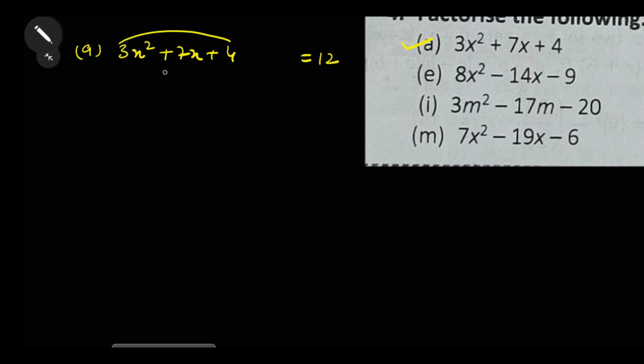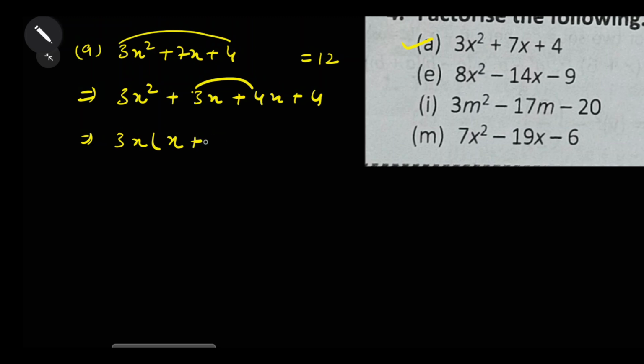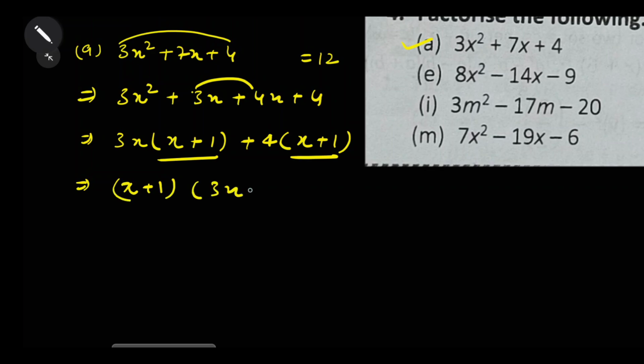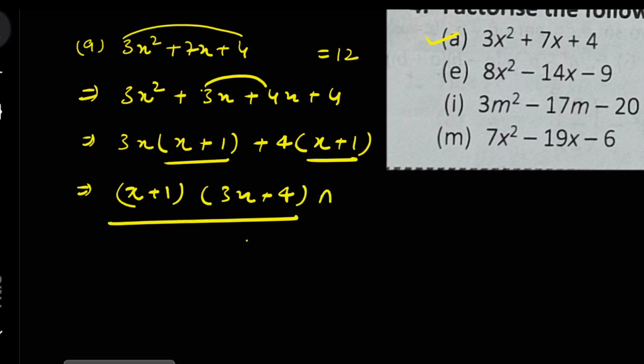Now we know that 4 into 3 is 12, and 4 plus 3 is 7. So we can write it like this: 3x square plus 3x plus 4x plus 4. As we know that 4 plus 3 is 7, and 4 3s are 12, and both are plus. So taking 3x as common, we have x plus 1. Taking 4 as common, we have x plus 1. Taking x plus 1 as common, we have x plus 1 and 3x plus 4. So this is our answer.